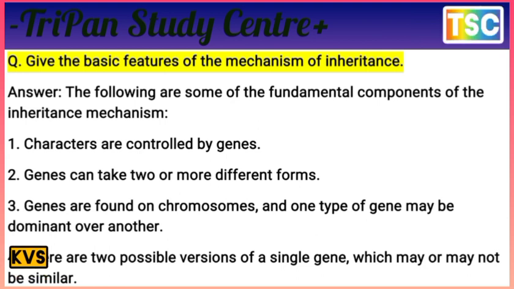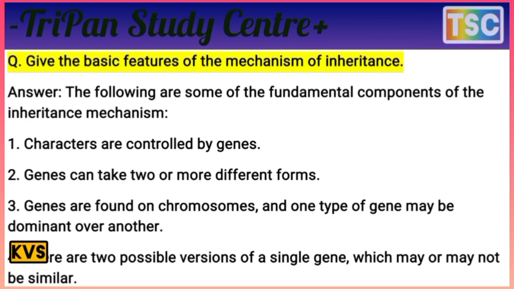Genes can take two or more different forms. Genes are found on chromosomes, and one type of gene may be dominant over another. That's important.